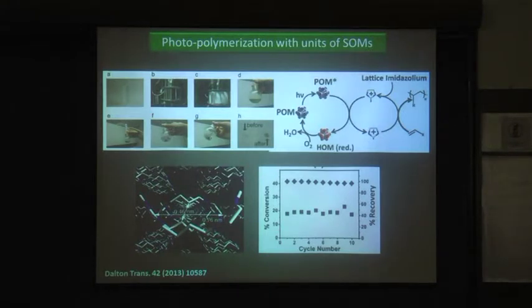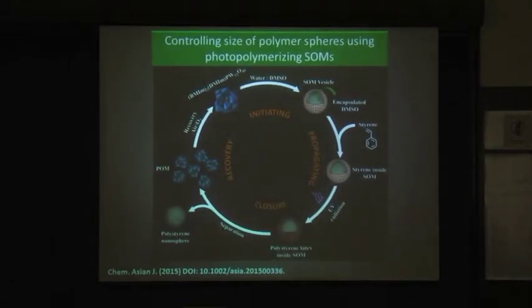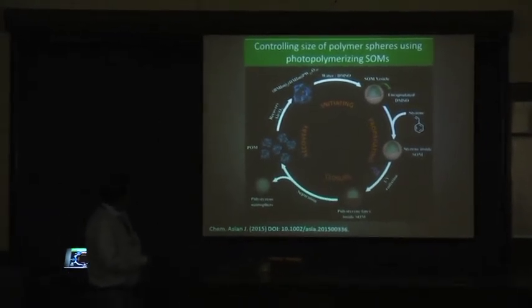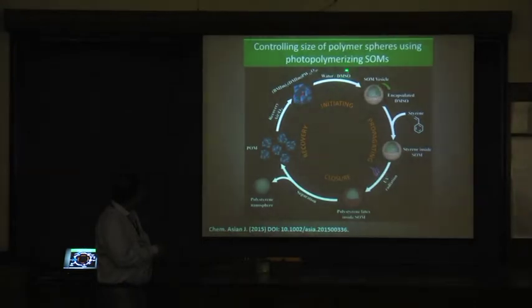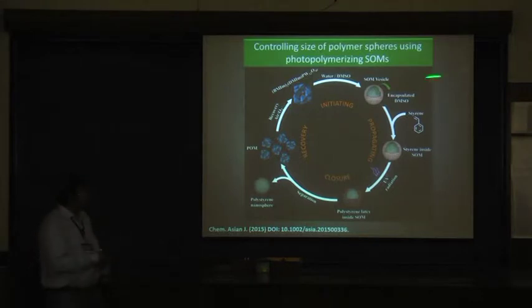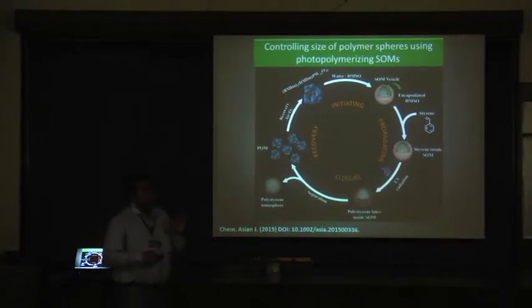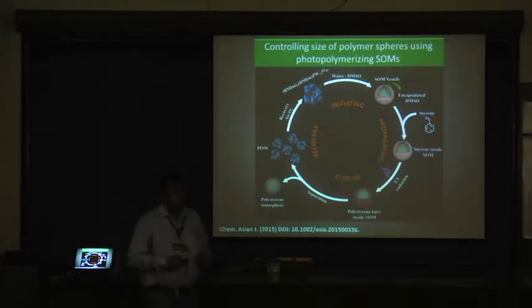Now, the next step: these were simple polymers, right? That means we were getting gels and things like that. Can we make polystyrene latex, for example, with this? And this is how we did it. We started with the same oxometalate. This time we added a little bit of DMSO so that we have a biphasic system and we can generate these soft oxometalate vesicles. So, that means we have a confined reaction chamber, so to speak.